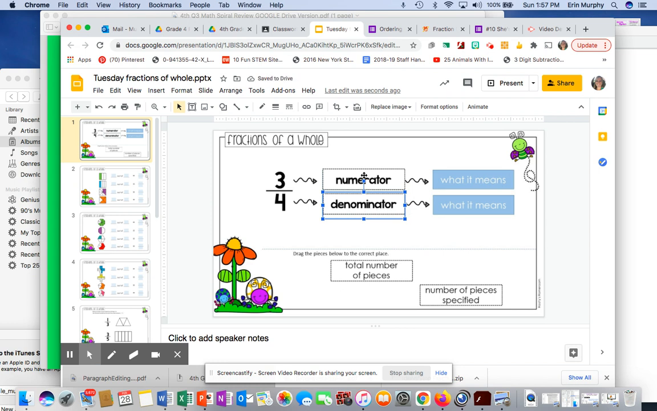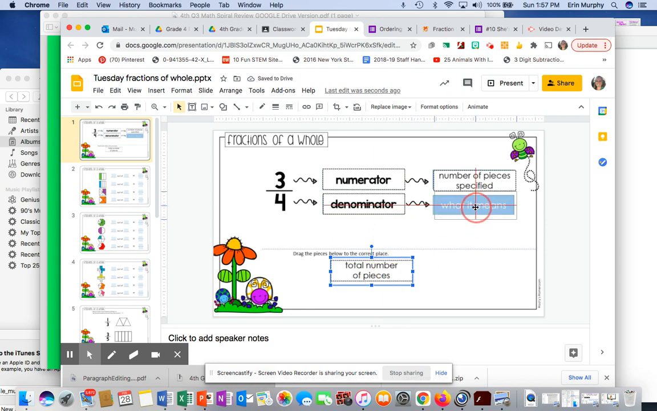And then what it means. The numerator tells you how many pieces are shaded, how many are eaten, it's letting you know the amount that have been eaten, or whatever the fraction is telling you about. So this would be number of pieces specified, either shaded, eaten, something like that. Denominator is the total number of pieces in the whole. So how many pieces make the entire whole? If I had a circle, it would be cut into 4 pieces to show the denominator and 3 pieces would be colored in to show the numerator.